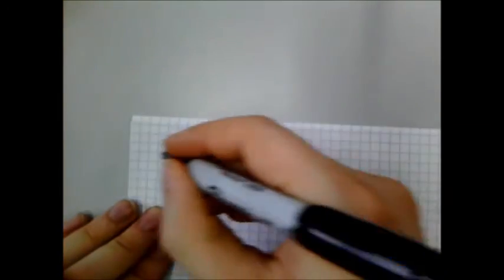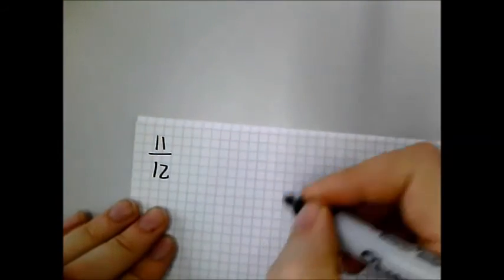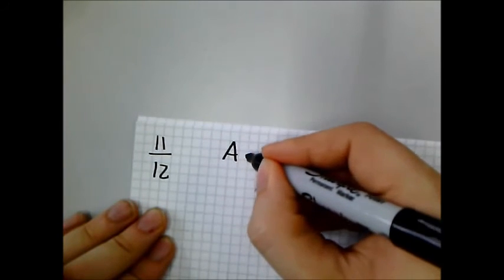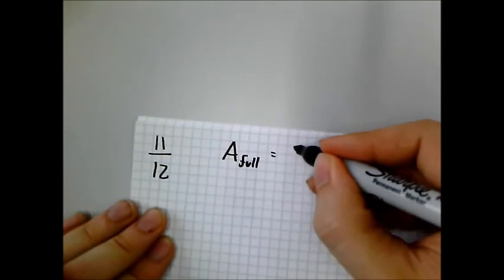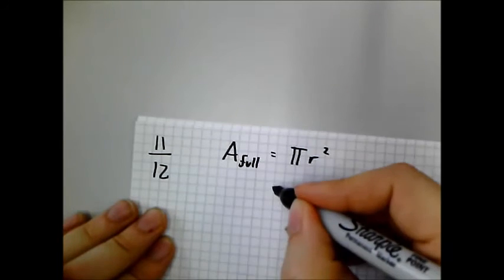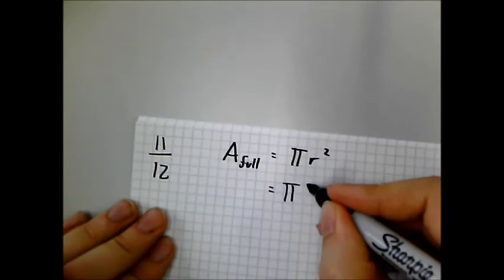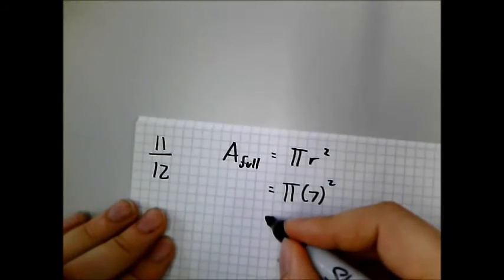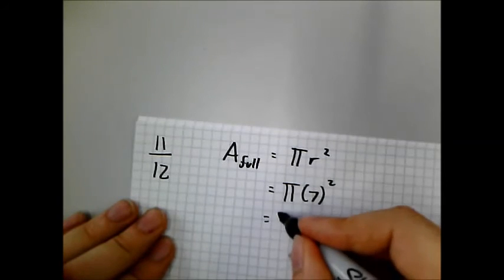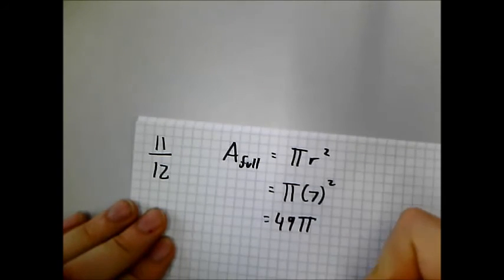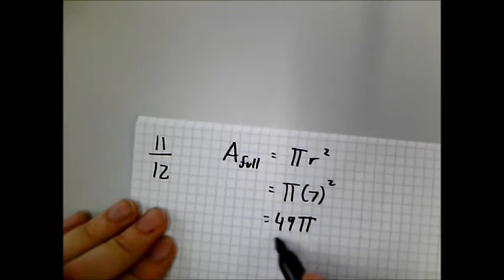Okay, I want the area of this circle now. This one's much easier. I already know that the fraction of a circle is 11/12. So I want to find the area of the full circle first, which is pi r squared. The radius of the circle was 7 centimetres, so pi bracket 7 bracket squared. And in your calculator, you should find that gives you 49 pi. Okay, I'm going to leave it like that for now.